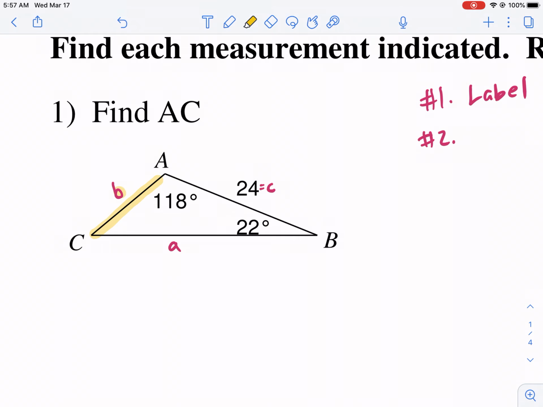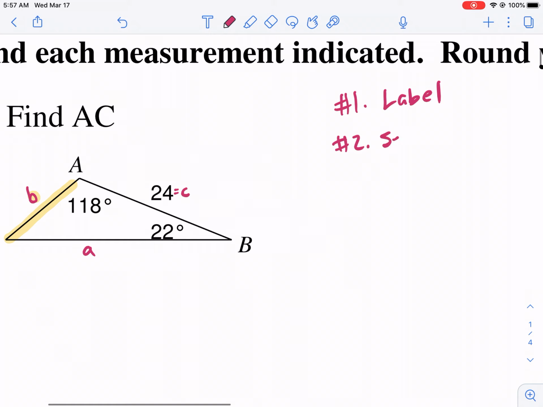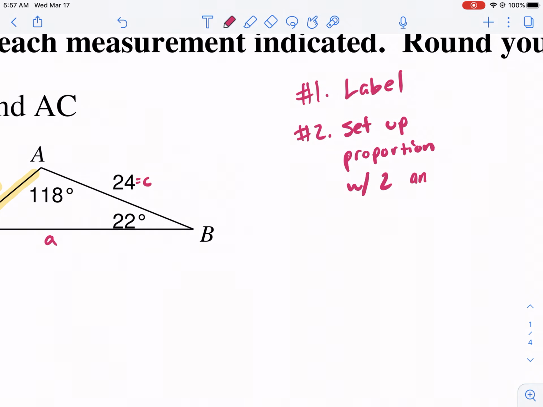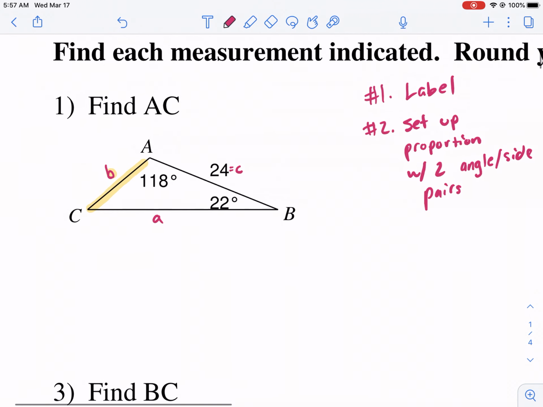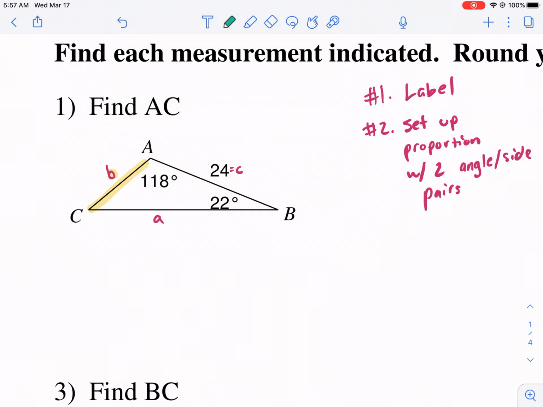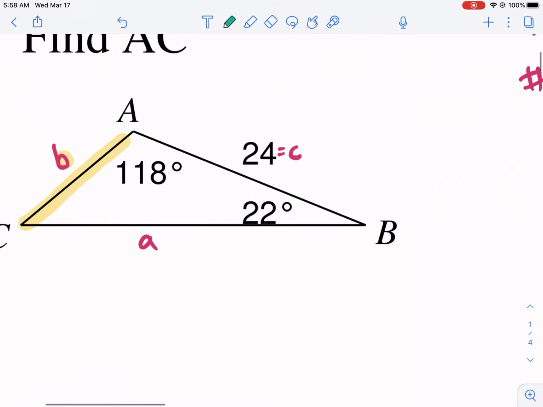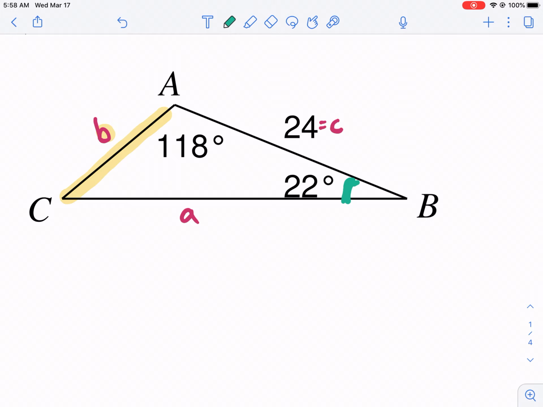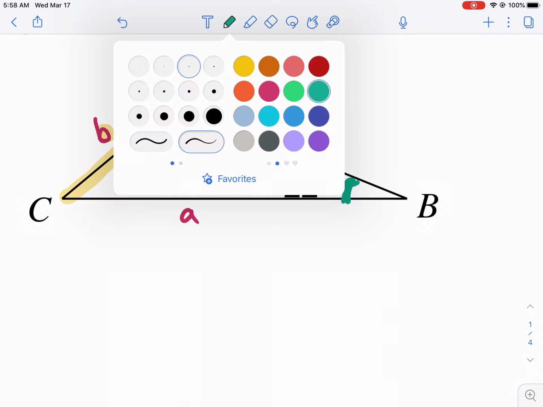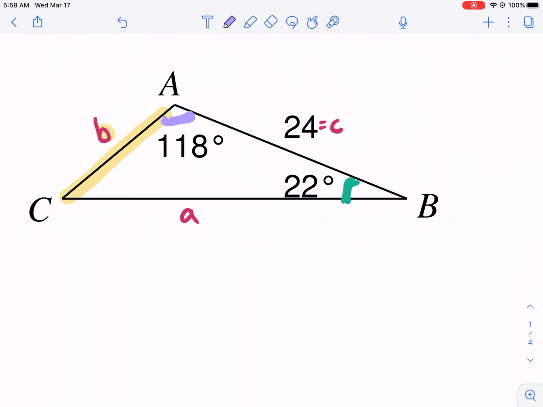All right. So step two is we are looking to set up a proportion with two angle/side pairs. What does that mean? Well, we need to pick values that we know. First, one of the pairs has to be a given angle and its given opposite side. Okay, so if we're looking here, we know angle B, but we don't know its opposite side clearly. That's what we're looking for. We know angle A, but guess what? We don't know its opposite side, so we can't use that as one of our first pairs.